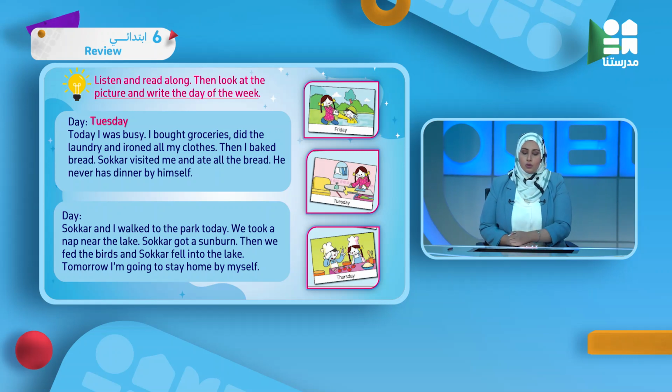سكر and I walked to the park today. We took a nap near the lake. سكر got a sunburn. Then we fed the birds and سكر fell into the lake. Tomorrow I'm going to stay home by myself. So we have a keyword here that helps us know which picture. سكر fell into the lake. Which picture is it? Is it Friday or Thursday? Very good. It is Friday. It's the first picture.